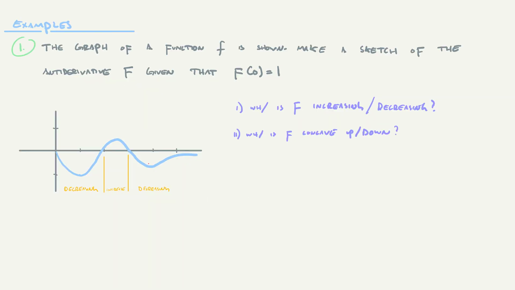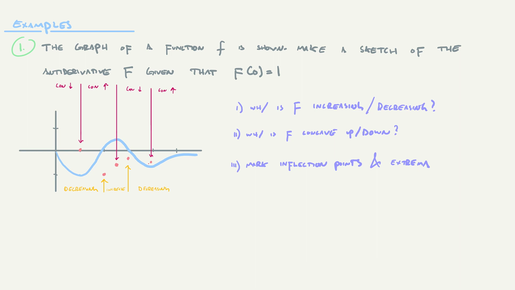Okay, so let's go back to here and take a look. Where's this graph increasing and where's it decreasing? And again, I made a note. I kind of separated my graph into these sections. Where the graph is increasing, that's going to be where my antiderivative is concave up. And where the graph is decreasing, that's going to be where my graph is concave down.